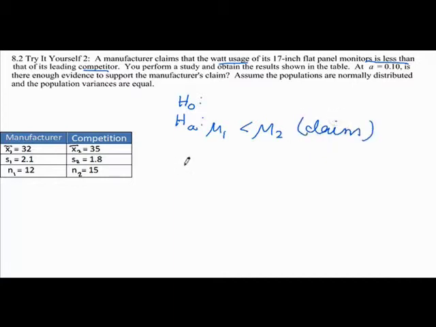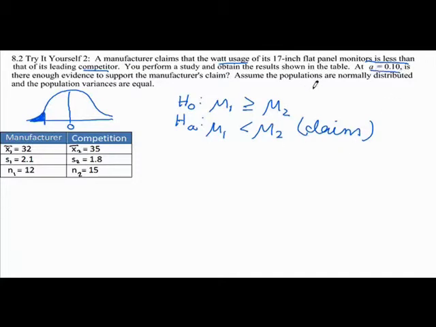And we know that it's less than because the manufacturer says that they're less than. So the alternate hypothesis is going to be the opposite, which is greater than or equal to mu sub 2. So let's go ahead and make our curve here, and we know that it's going to be a left tail because of our less than here in the alternate hypothesis. You go by the alternate hypothesis. And we also know that the alpha is 0.10.